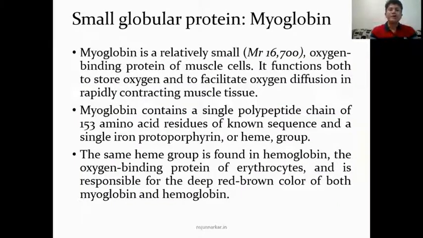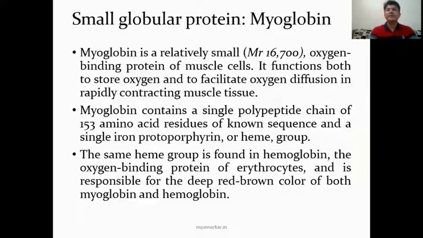Small globular proteins include myoglobin and hemoglobin. So let us discuss first myoglobin. Myoglobin is a relatively small protein, with a molecular weight of 16,700 daltons. It is an oxygen binding protein of muscle cells. It functions both to store oxygen and to facilitate oxygen diffusion in rapidly contracting muscle tissue.